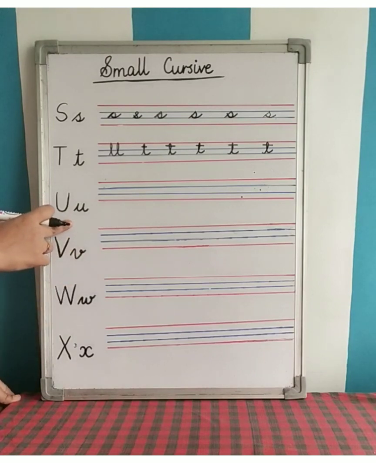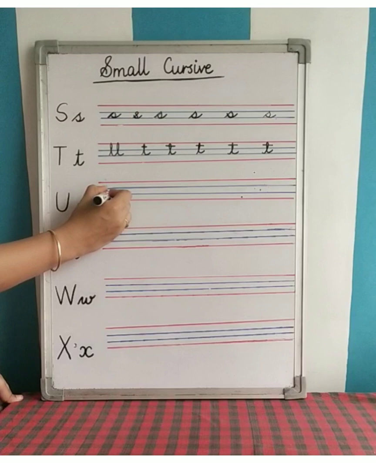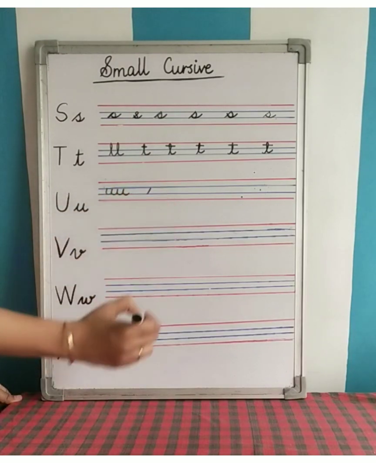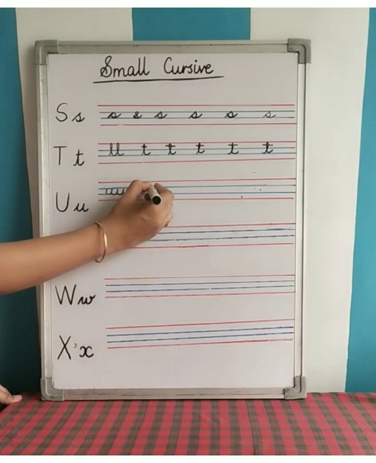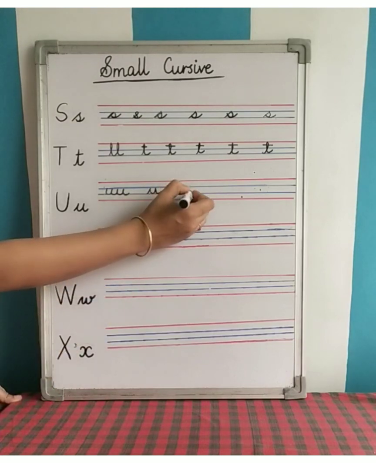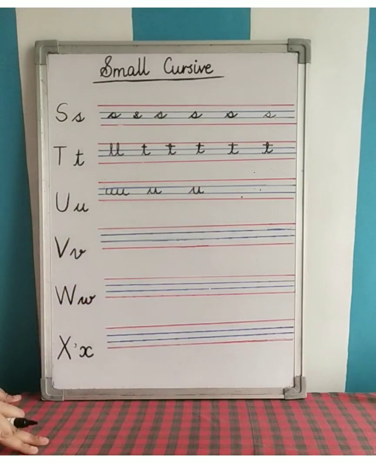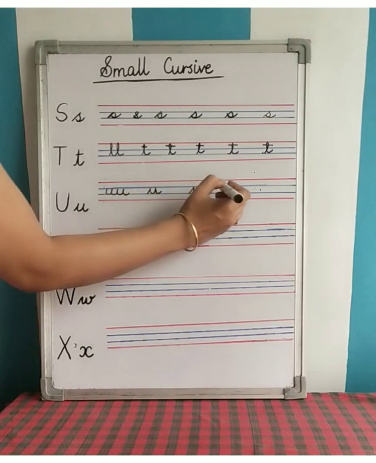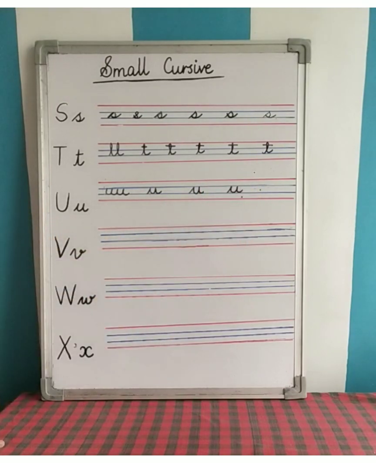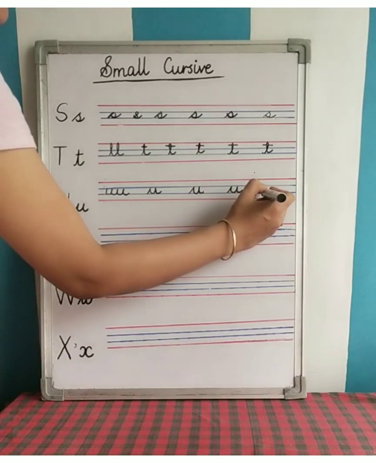Now the next is small cursive U. So students, small cursive U is based on this pattern. First we'll draw a slanting line and then the pattern. Slanting line, pattern and the tail. Now U is done. Small cursive U is very easy if you know the pattern already. See it again.